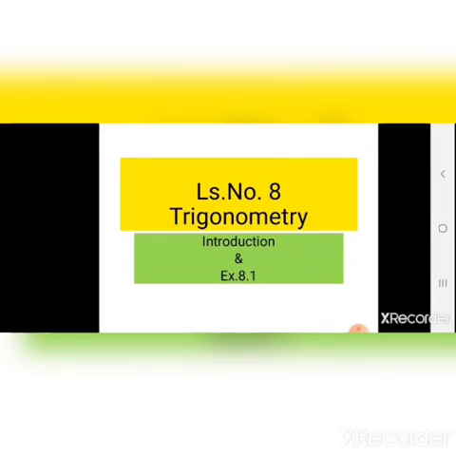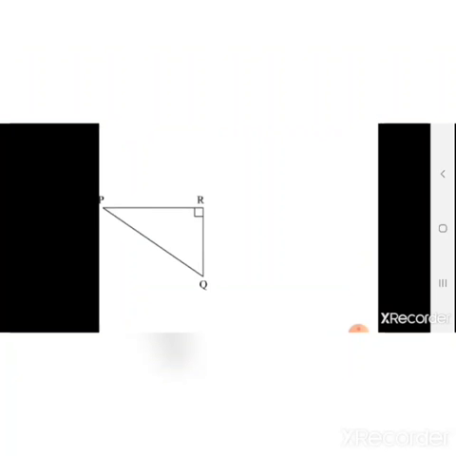Trigonometry, if we break it in three parts, it will be tri-gono-metry. Tri means three, gono means sides, and metry means measures. Altogether, it means three sides measure. Three sides we know is of triangles.